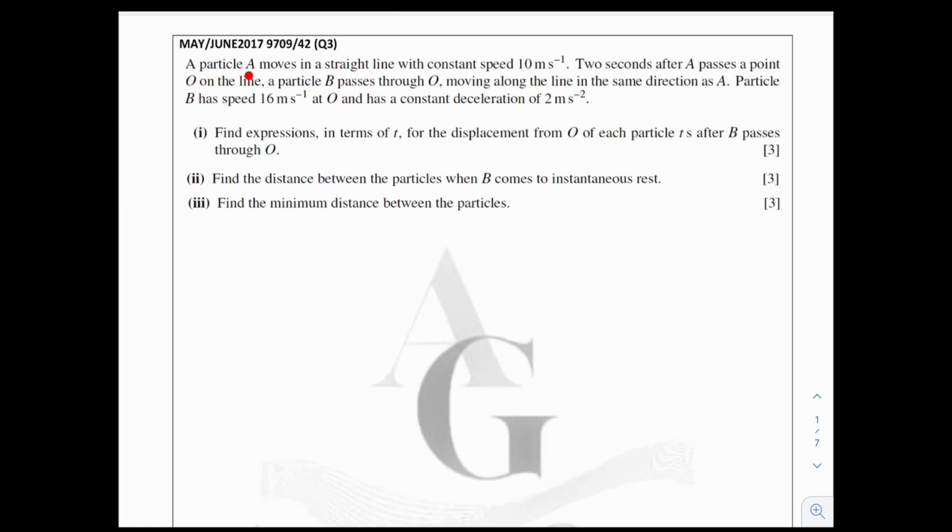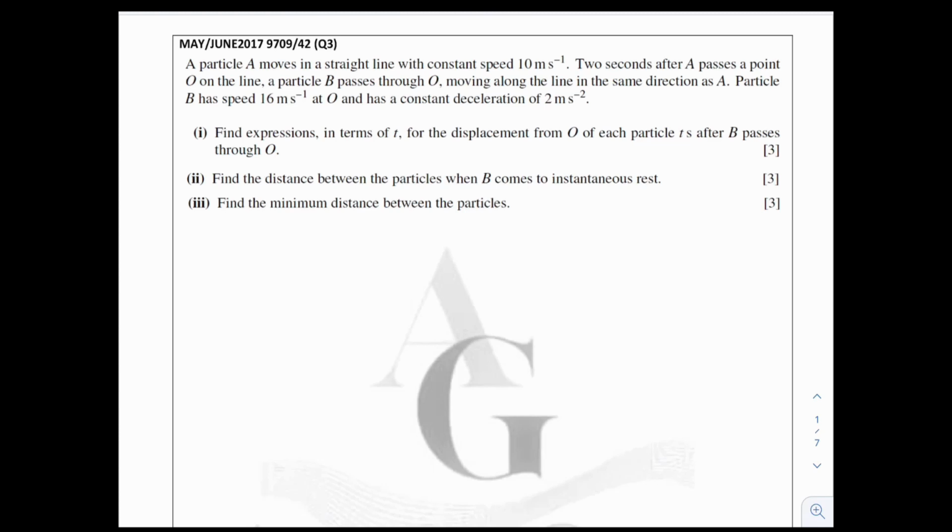A particle A moves in a straight line with constant speed 10 meters per second. 2 seconds later, after A passes through a point O, which is the origin on the line, a particle B passes through the origin, moving along the line in the same direction as A. The particle B has a speed of 16 meters per second at the origin with a constant deceleration of 2 meters per second squared.